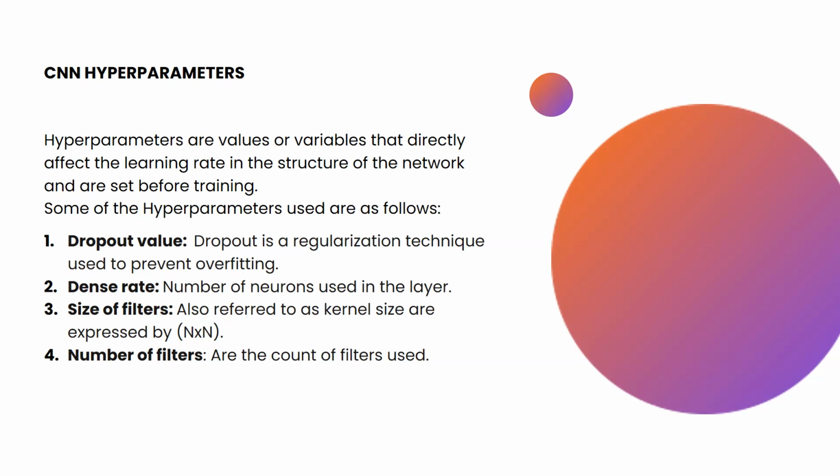And the size of the filters is referred to as kernel size and is expressed by n. These values are interchangeable and increase or decrease the width and the depth of the network. So by n, we mean it could be 1 by 1, 3 by 3, or 5 by 5, depending on what you choose.